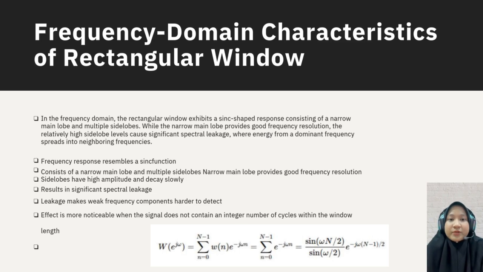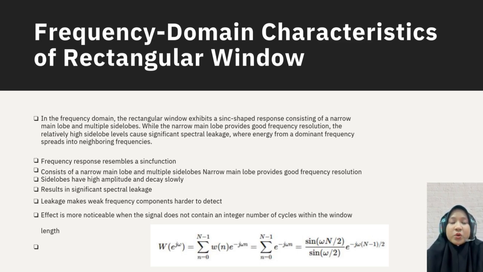Next, I will explain the frequency domain characteristic of the rectangular window. In the frequency domain, the rectangular window exhibits a sinc-shaped frequency response. This response consists of a narrow main lobe and multiple side lobes. The narrow main lobe provides good frequency resolution, which means it can distinguish closely spaced frequency components effectively.